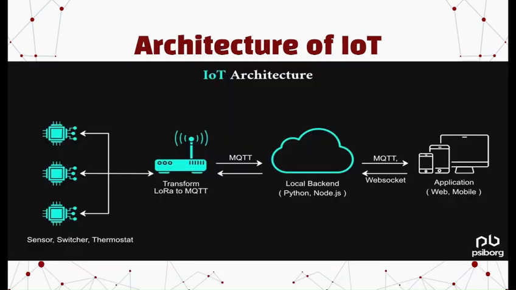Architecture of IoT. So this is the basic architecture of IoT, where it consists of sensors which collect data in real time. The data is transferred using LoRa to MQTT. There is a local backend like Python or Node.js we use. And we send that MQTT to an application like a user interface, where we can control everything. So my friend Suhaib will continue.